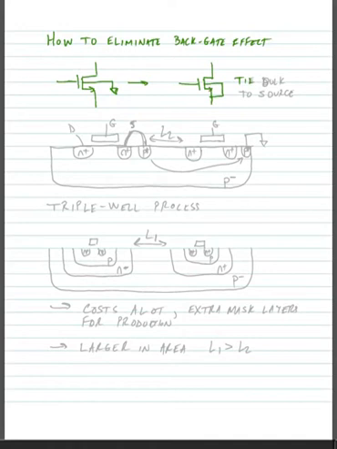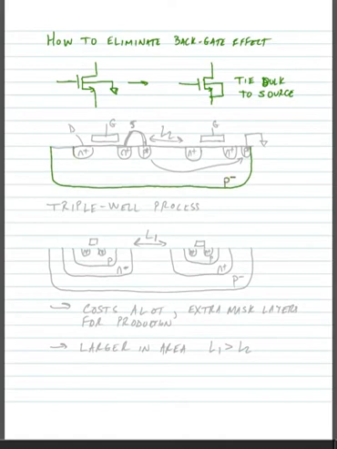So here we've tied the bulk directly to the source instead of tying the bulk to ground. But most often we're using a process called a bulk CMOS process. So in a bulk CMOS process, we make all of our N transistors in the same P- well.